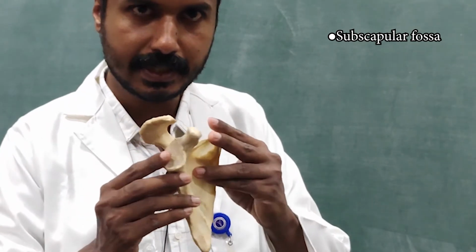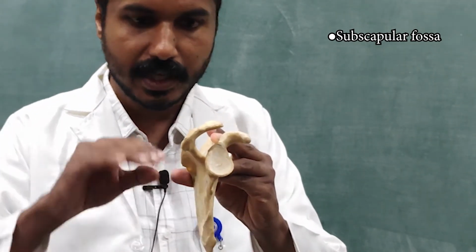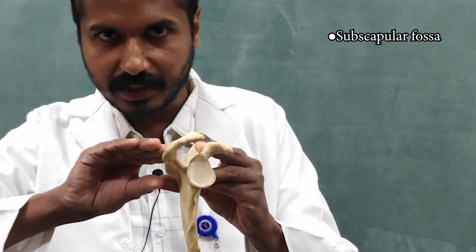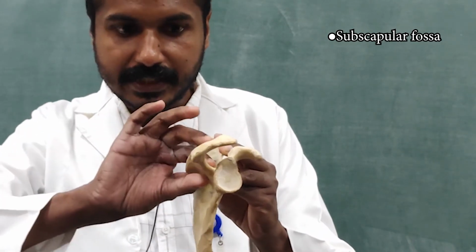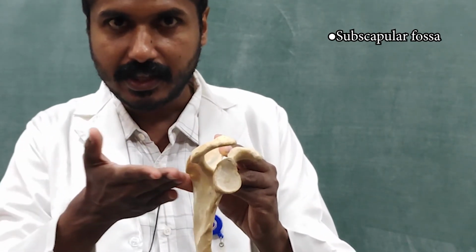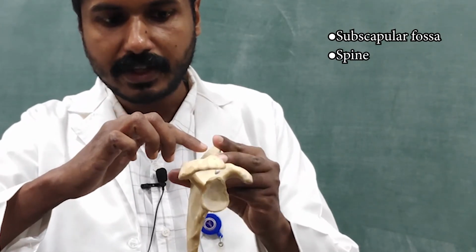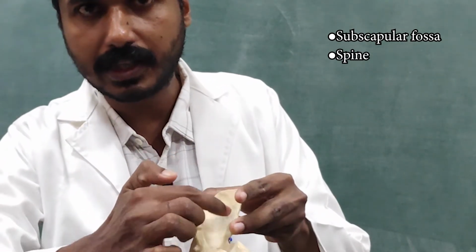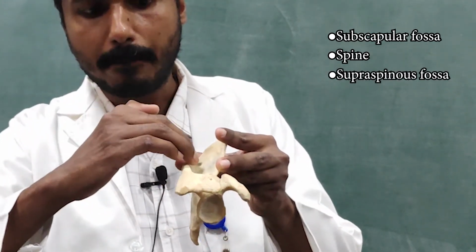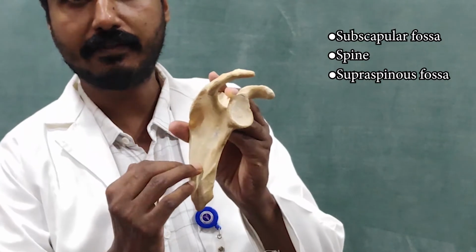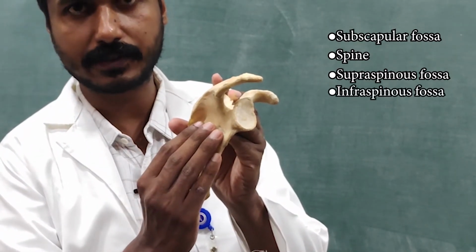If I just tilt the scapula like this and you are looking at the scapula from the lateral aspect, you can see a shelf-like projection from the posterior surface of the scapular blade. This projection is called the spine of the scapula. Above the spine of the scapula, you have a relatively smaller fossa and this is called the supraspinous fossa. Below the spine of the scapula, you have a little larger fossa. This is called the infraspinous fossa.